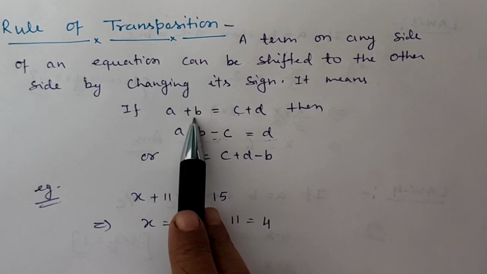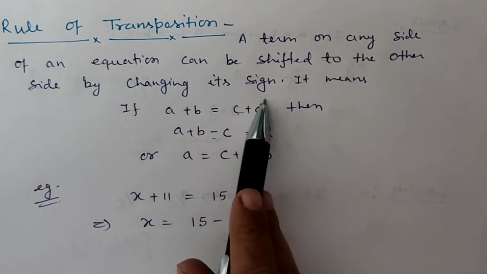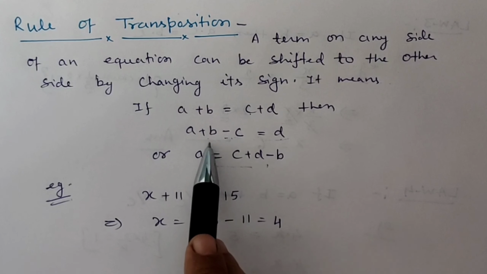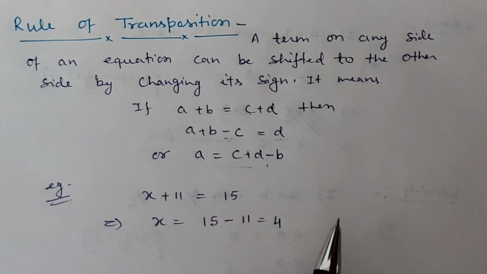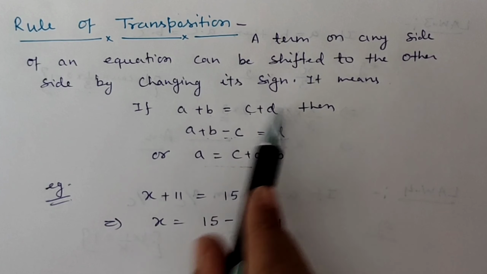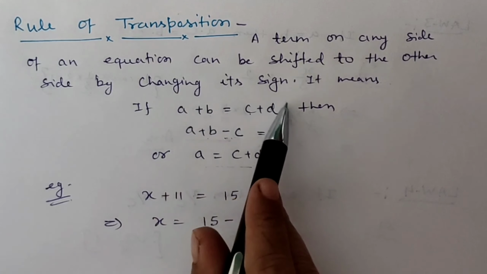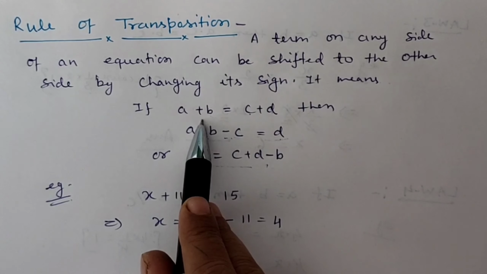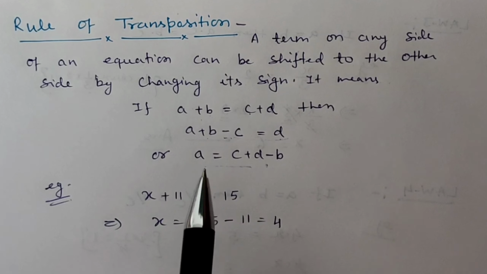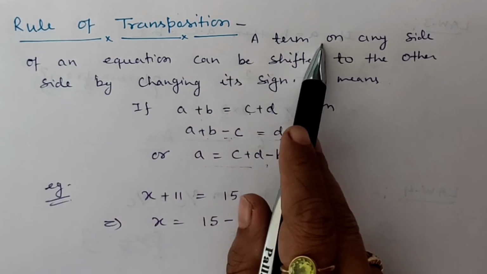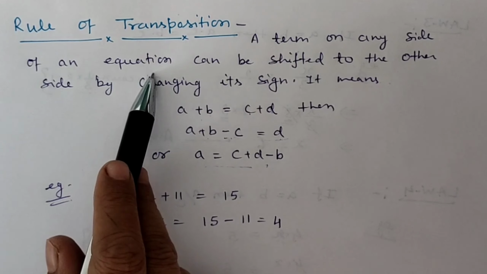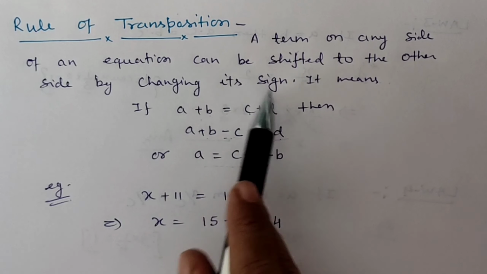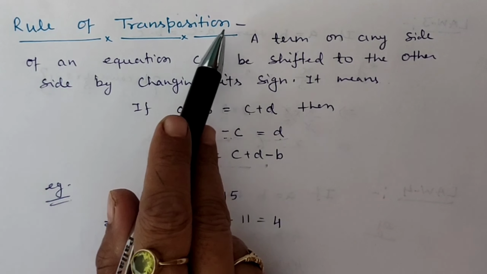And suppose you are transposing the b to this side, then also both sides are equal. So this is known as the rule of transposition. Not only b, you can transpose a to this side as well, and it will still be equal. If you shift d to this side by changing the sign, the equation will still be equal. So any term on any side of an equation can be shifted to the other side by changing its sign. This is known as the rule of transposition.